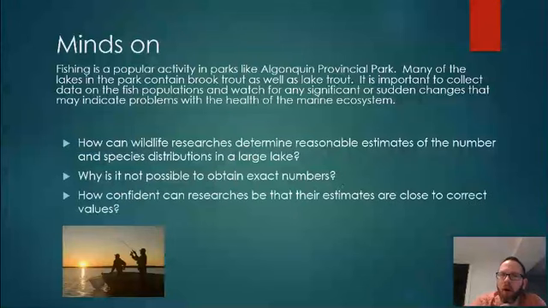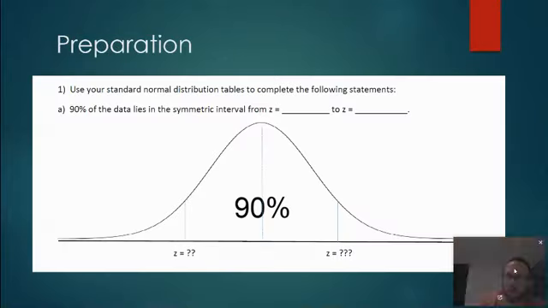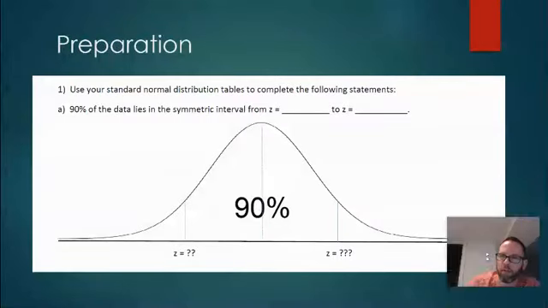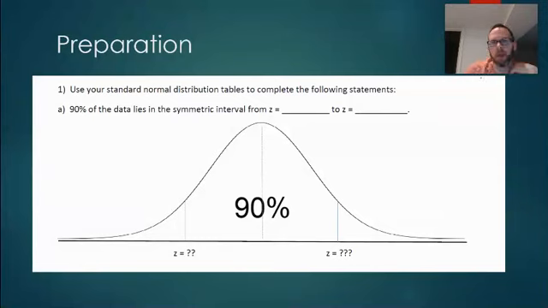But how confident could we be in that answer? So if we take 1,000 fish and find that 25% of them are lake trout, how confident could we be in making a statement that the whole lake has 25% lake trout? This brings us to the idea of confidence intervals. So I've given you guys a document to help you get ready, and I'm going to do these exercises along with you just to make sure I'm practiced up too.